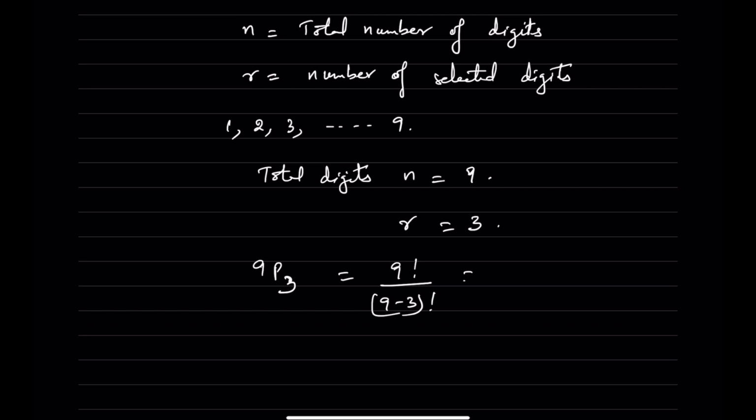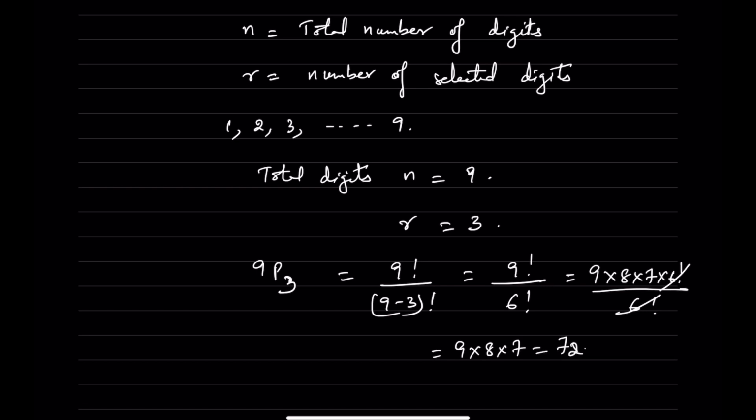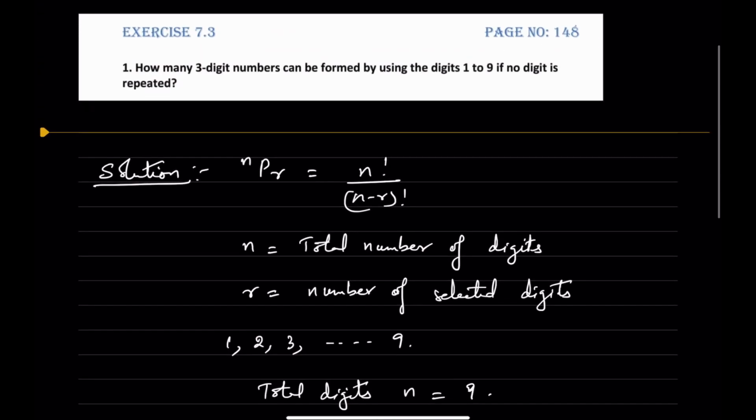which is equal to 9 factorial divided by 6 factorial, which can be written as 9 into 8 into 7 into 6 factorial divided by 6 factorial. So 6 factorial will get cancelled. So you're getting 9 into 8 into 7, which is equal to 72 into 7. So 7 2s are 14, 7 7s are 49, plus 1, that is 50. So 504 3-digit numbers can be formed by using the digits 1 to 9 if no digit is repeated. Now next we'll go into the next one.